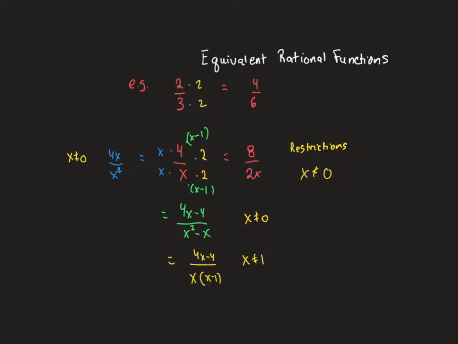Now, the problem here, in this case, is they have the same restriction, but I have a second restriction. And because I have a second restriction, this would not be equivalent. Because remember, for them to be equivalent, they have to share the exact same restrictions.